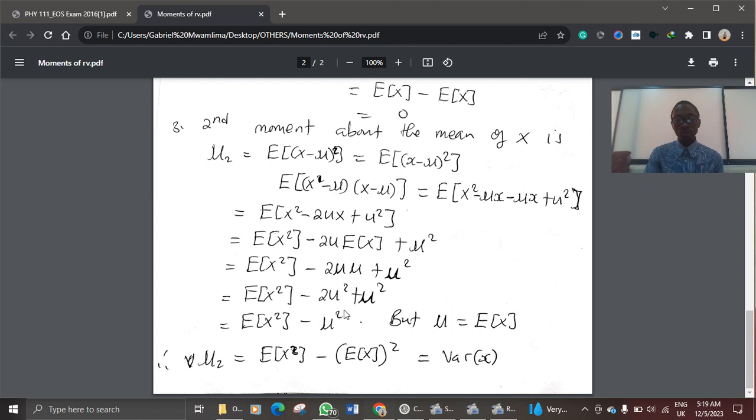In the next video, I'm going to talk about the third moment about the mean and the fourth moment about the mean. The third moment about the mean describes skewness, whereas the fourth moment about the mean describes kurtosis. I'm going to explain that in the next video.